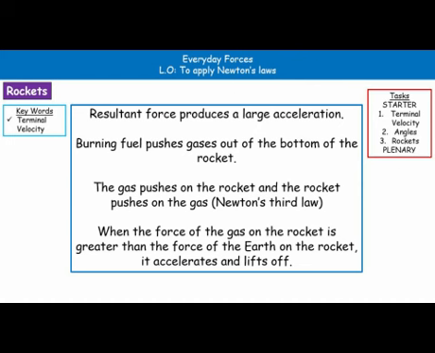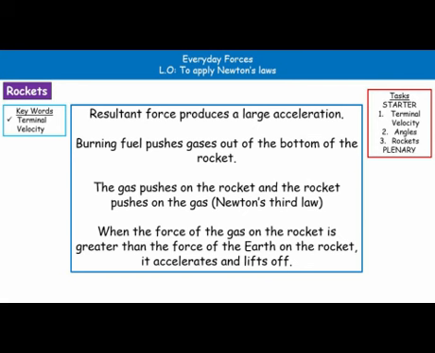Hopefully in our answers we've got some of these points written down. Now when the rocket is ignited, we're producing a resultant force that's going to be acting upwards. So we've got a large thrust force. That's going to produce the large acceleration needed to allow it to escape Earth's atmosphere. So it's going to have to reach the escape velocity to do this.